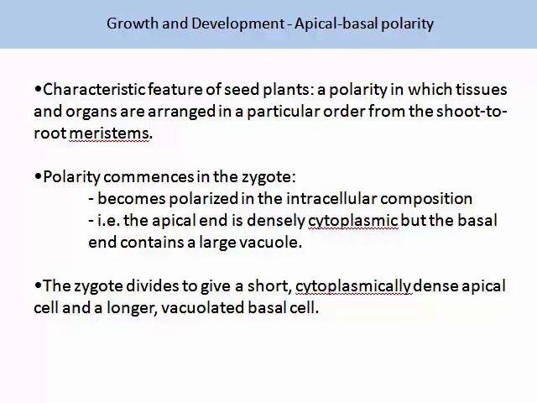A characteristic feature of seed plants is what is called apical-basal polarity. This is a polarity in which tissues and organs are arranged in a particular order from the shoot to the root meristems. Polarity commences in the zygote. It becomes polarized in its intracellular composition. For example, the apical end is densely cytoplasmic, but the basal end contains a large vacuole. The zygote divides to give a short, cytoplasmically dense apical cell and a longer, vacuolated basal cell.